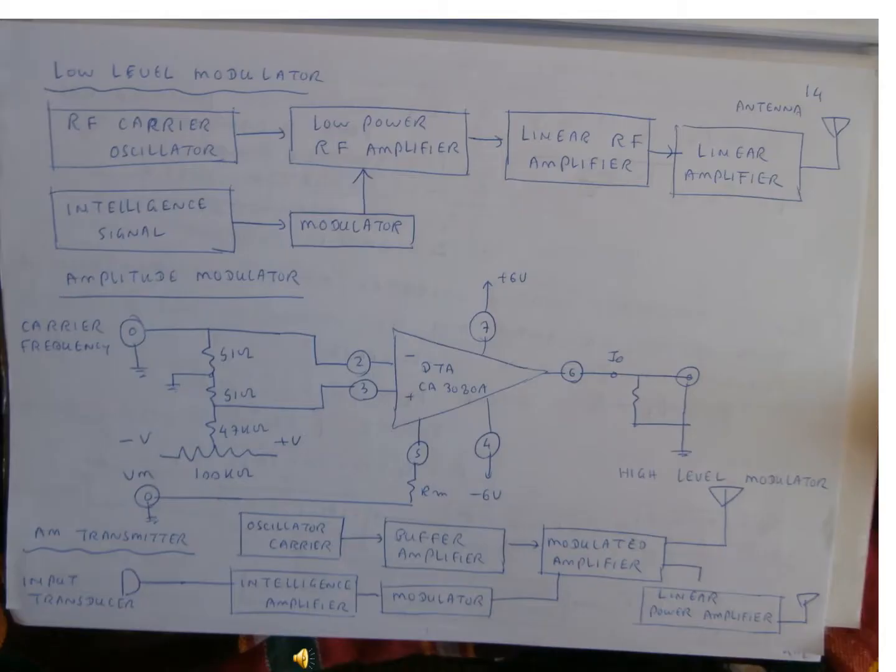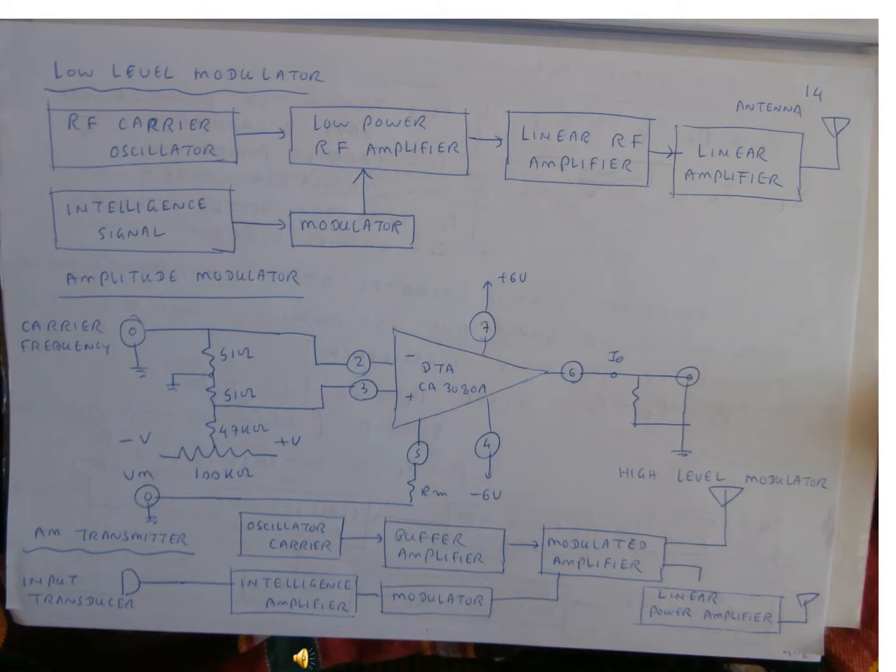The low level modulator: in this case, the radio frequency oscillator passes through the low power radio frequency amplifier, and in the meantime the intelligence signal is fed into the modulator, and the modulator output is provided to the low power radio frequency amplifier.